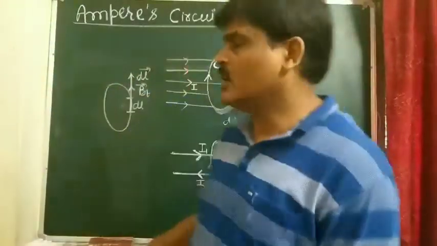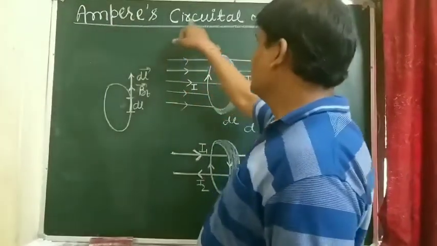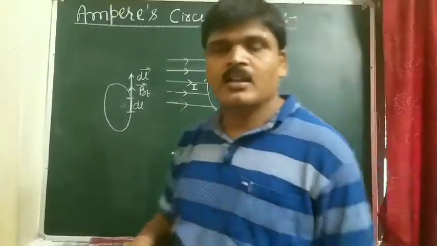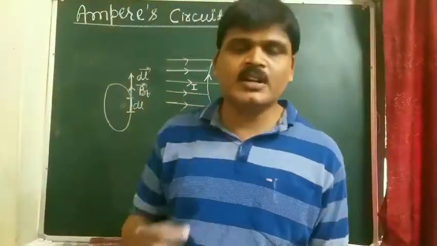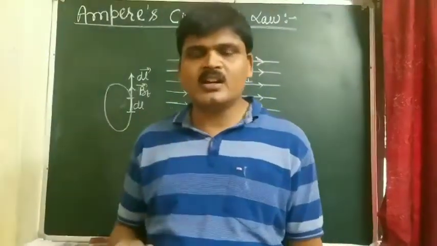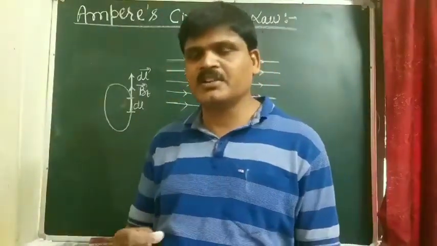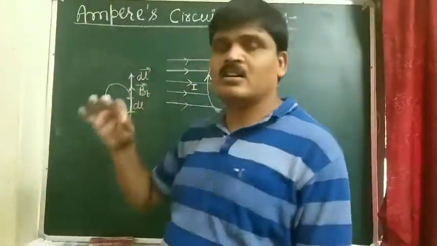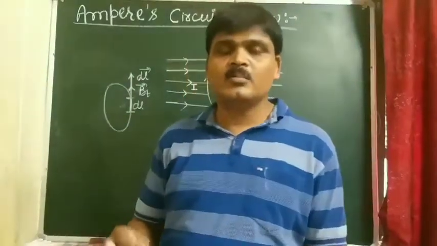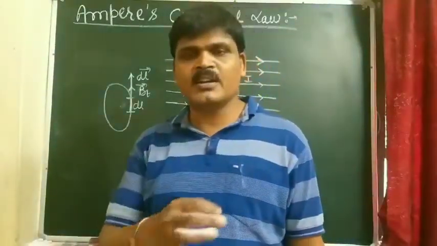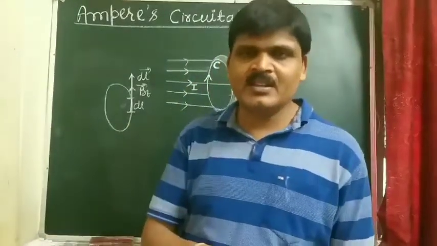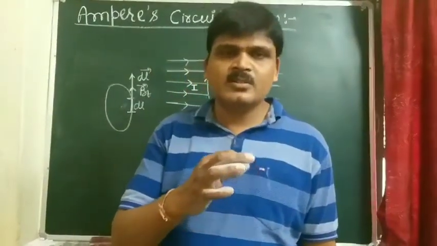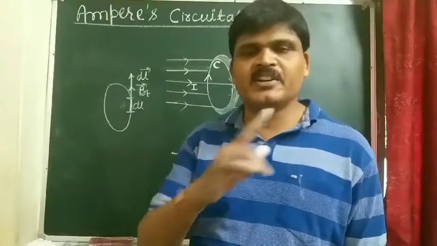Now student, I am going to explain the new topic, Ampere's circuital law. As you know, Gauss's law is an alternate form of Coulomb's law in electrostatics. In the same way, Ampere's circuital law is an alternate form of Biot-Savart's law in magnetostatics. Ampere's circuital law can be used in general to find the magnetic field in symmetrical situations.